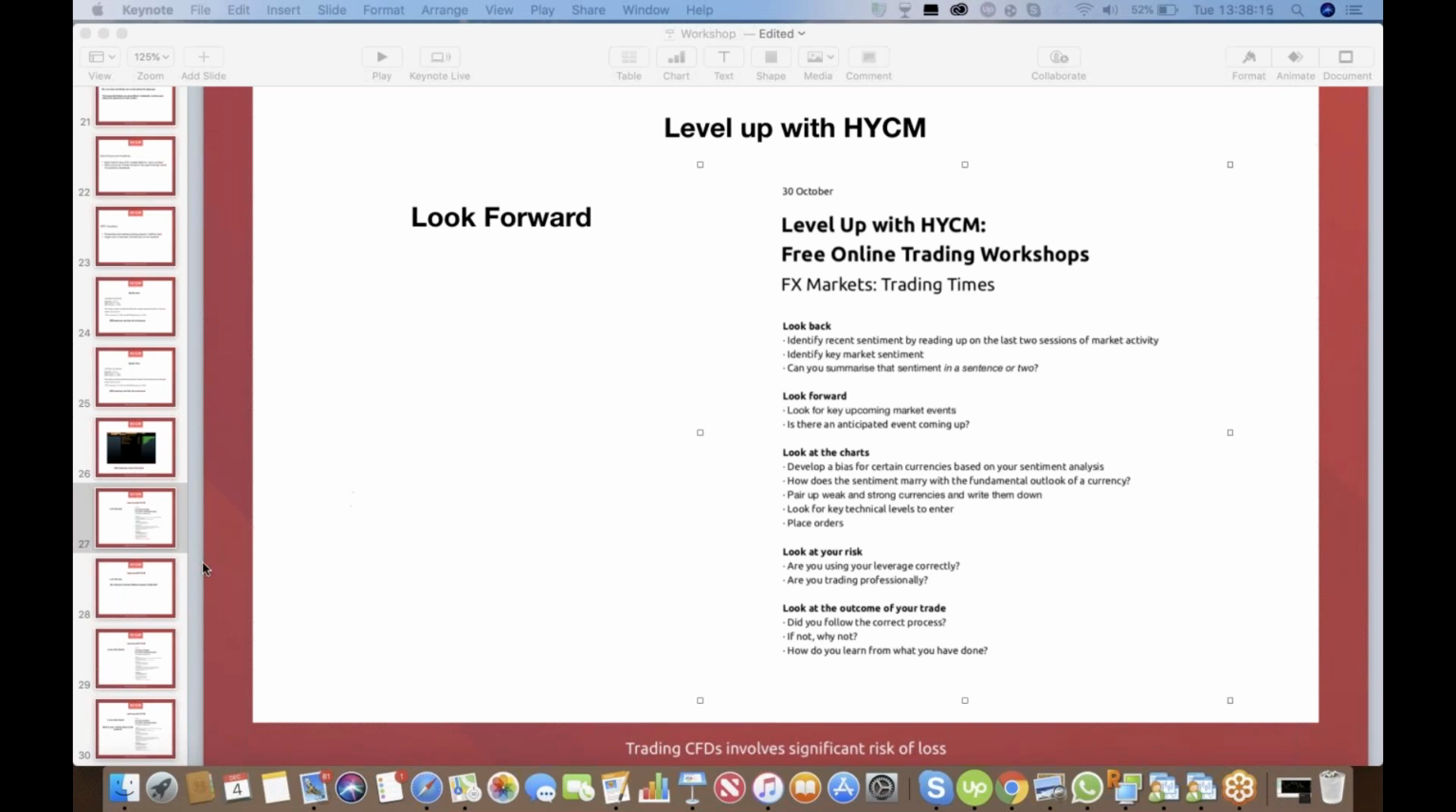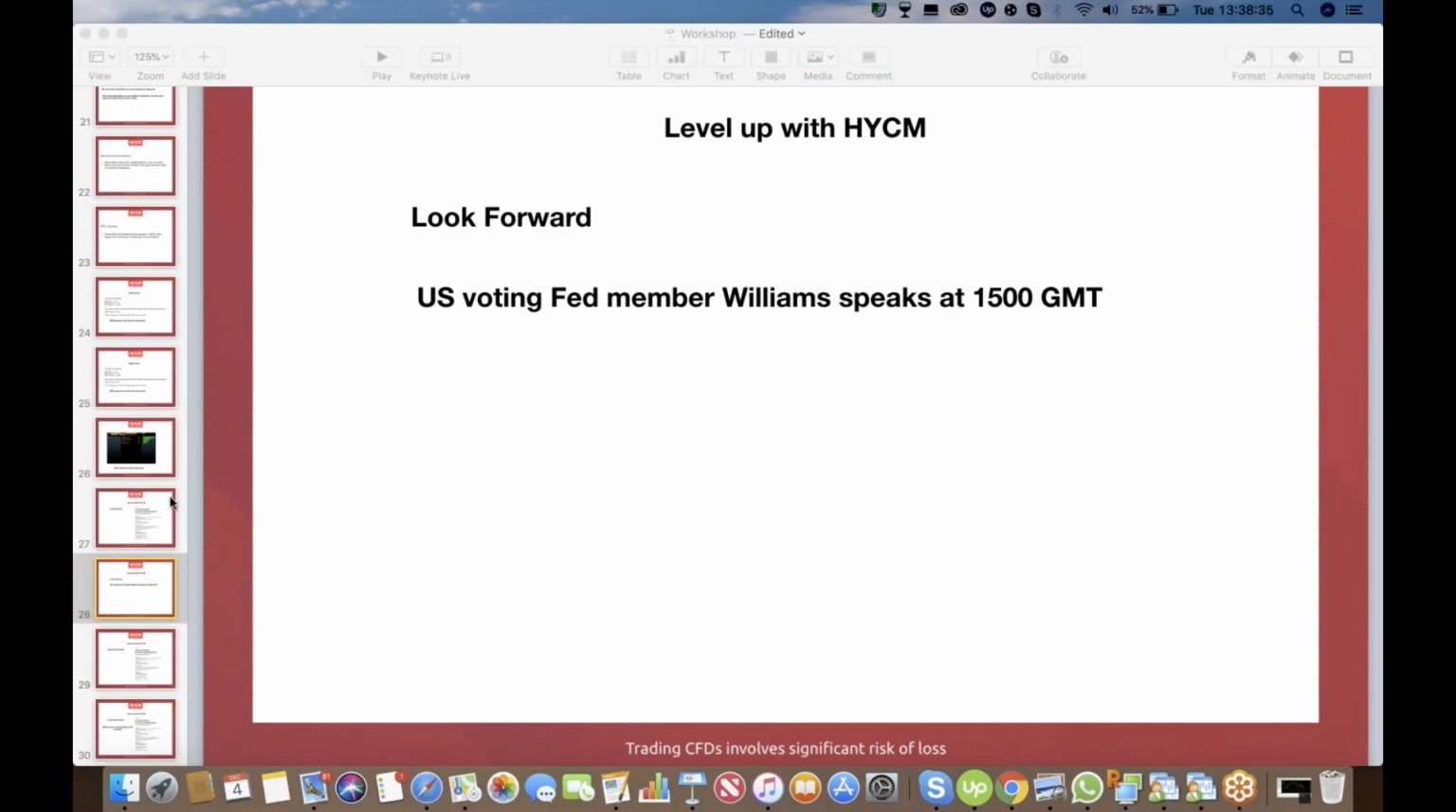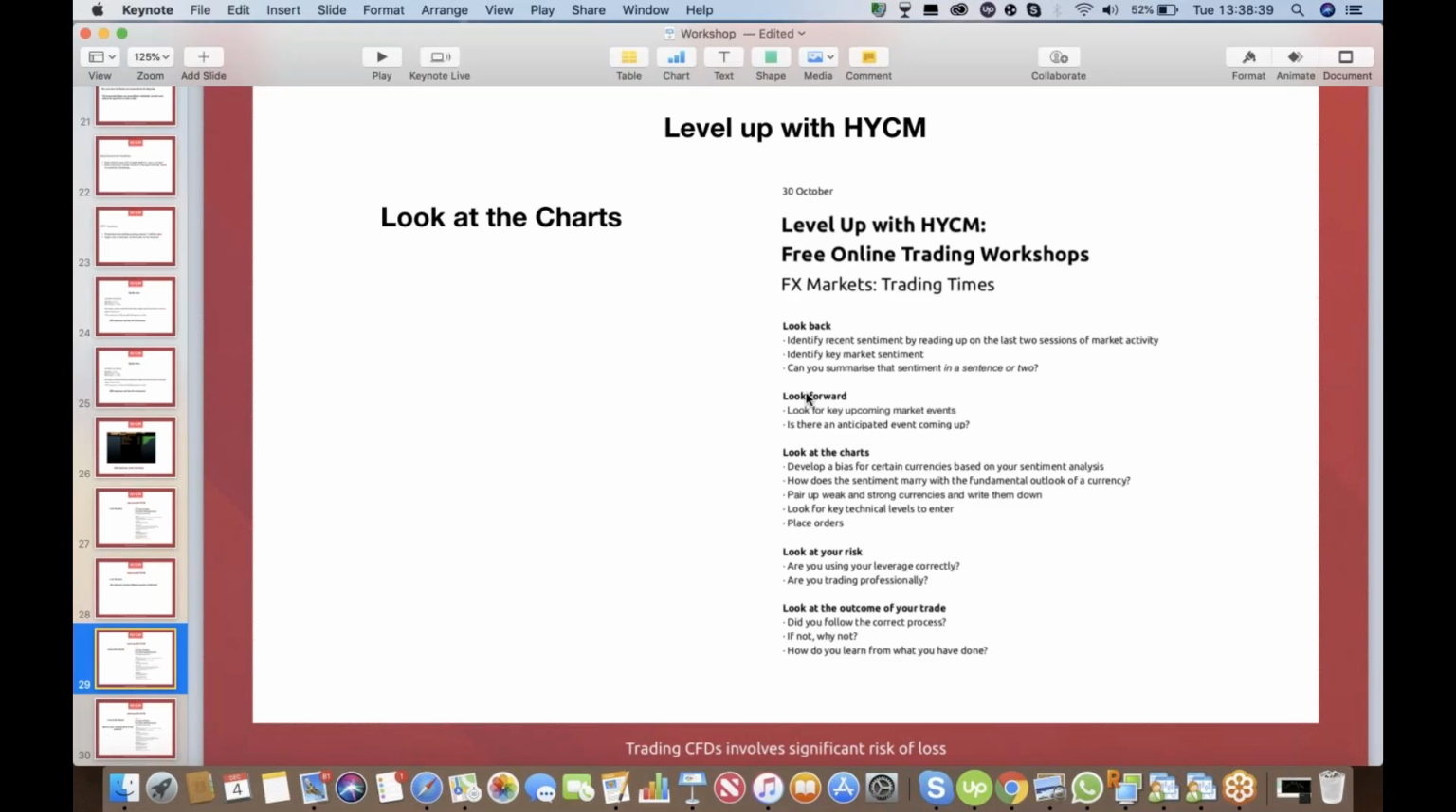In terms of forward events, we've got US voting Fed member Williams speaking at 3 GMT this afternoon. So that could potentially impact the US dollar. Whenever a voting member of the Fed is speaking, you need to pay attention, as it could alter and affect the market. Now, we've looked back, we've looked forward, and we've seen there's not much coming up. We just have one Fed speaker. And now we look at the charts.